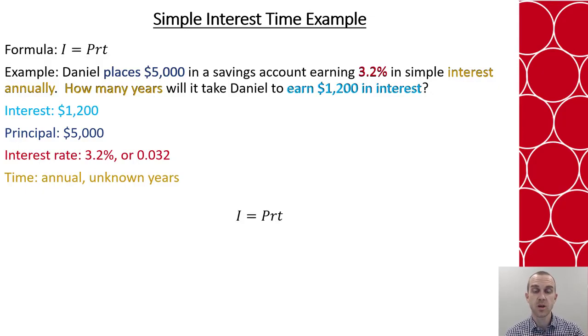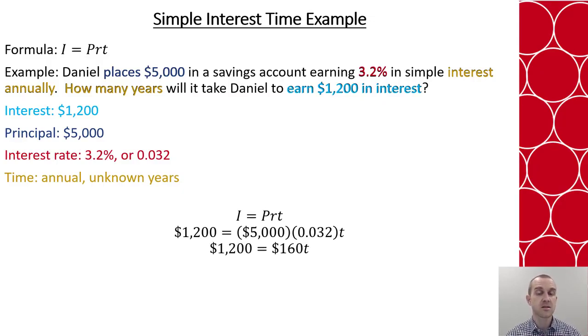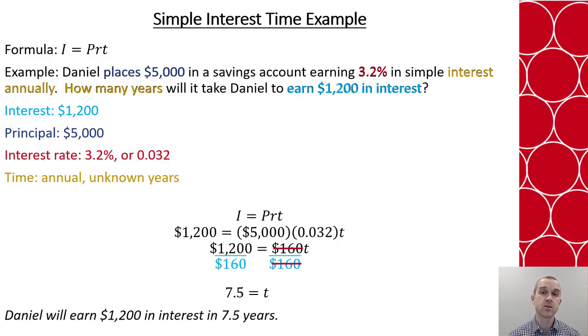We're still using the same formula, we just have to substitute and solve a little bit differently. So here I have that $1,200 equals the $5,000 times the 32 thousandths times T. I simplify my multiplication. 5,000 times the 32 thousandths will give me $160. I then divide both sides by $160. So 160 divided by 160 will simplify to 1. And 1,200 divided by 160 will be 7.5. What this means is that Daniel will earn $1,200 in interest over 7.5 years, and that's if no money is deposited or withdrawn on this $5,000.